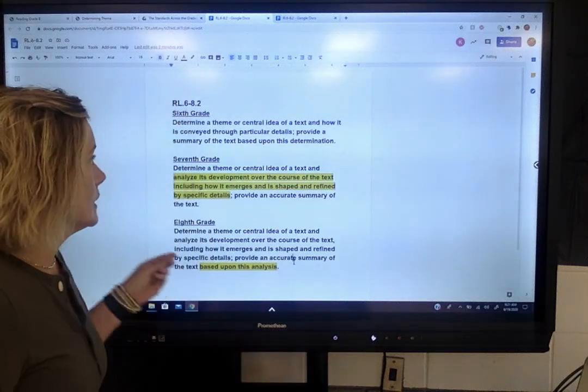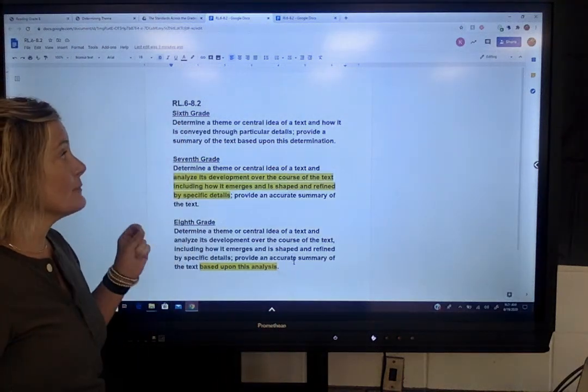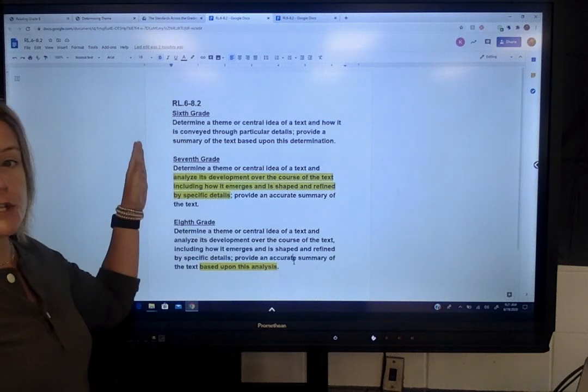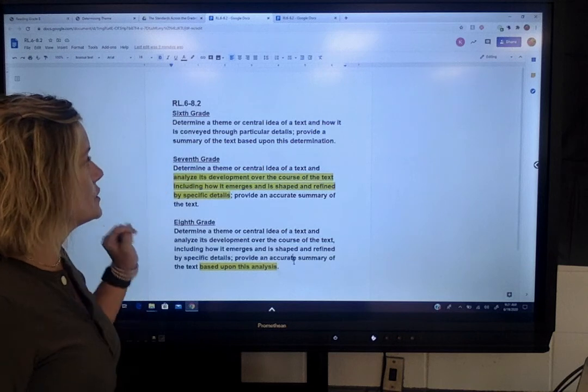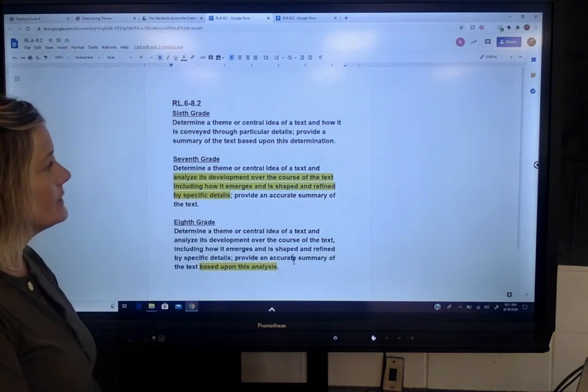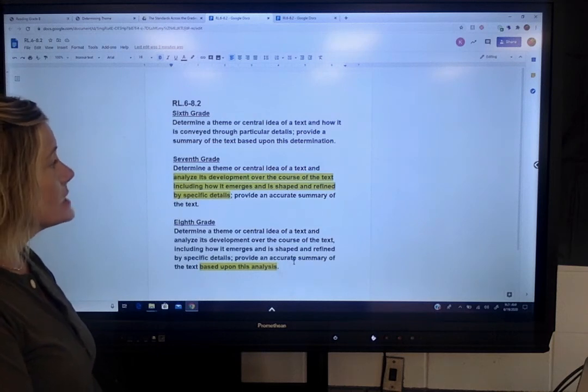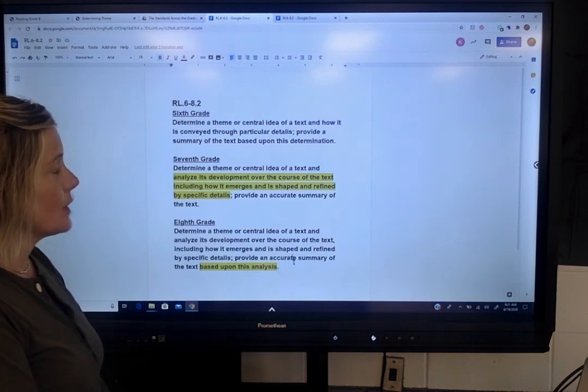Today we're going to look at RL.6.2, 7.2, and 8.2. And let's just look at RL.6.2. Determine a theme or central idea of a text and how it is conveyed through particular details. Provide a summary of the text based upon this determination.